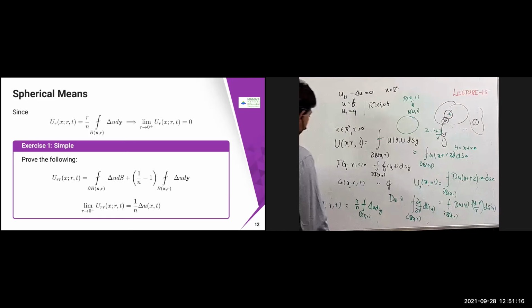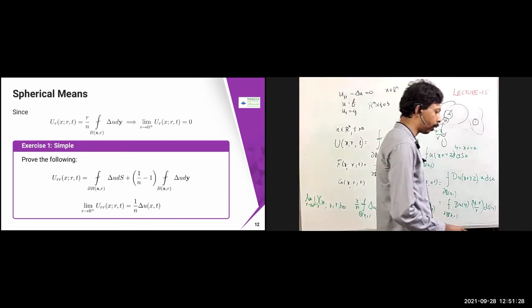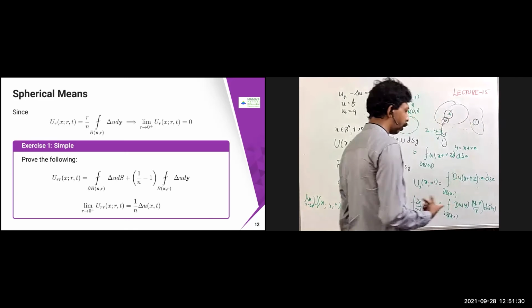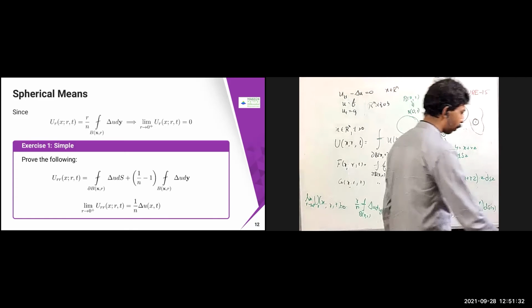So I have already obtained ur. Okay, ur of x comma r comma t is nothing but r by n into b of x comma r del u dy, which we have obtained. This one is nothing but 0. So ur we have obtained. Now in the same way, you can apply it for urr. Once again you apply that, then you will get the answer for the other one also.